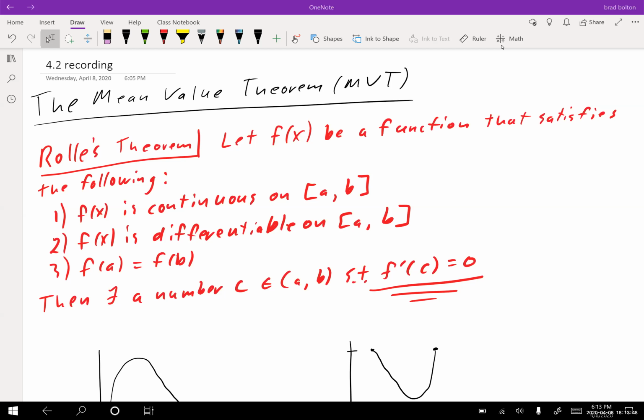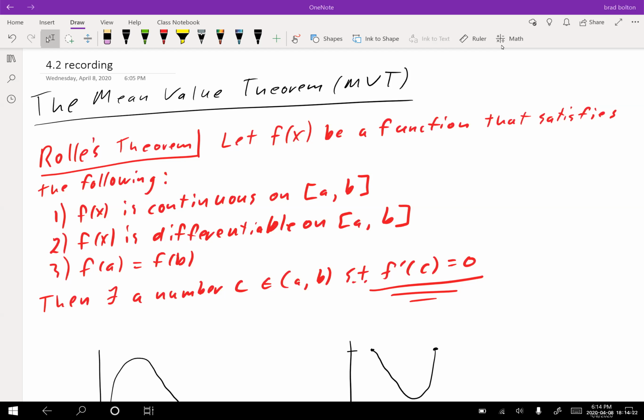So these three things have to be true in order for you to work with Rolle's theorem. First of all, you have to know that f of x is a continuous function on a closed interval, a to b. You have to know f of x is differentiable on an interval, a to b. And the third thing is you have to know that f of a equals f of b, which basically says that when you plug the two endpoints in, you end up at the same height. Then there exists a number c, an element of (a, b), such that f prime of c equals 0.